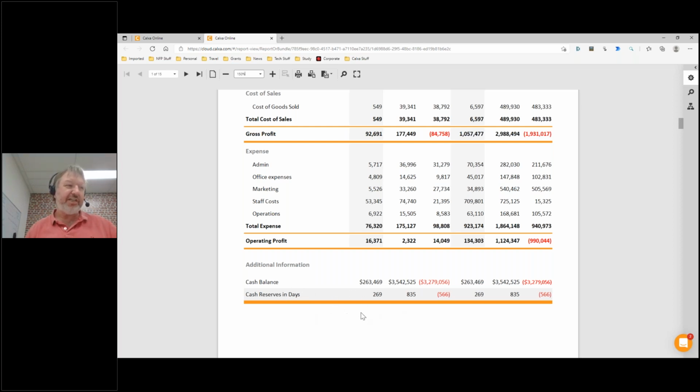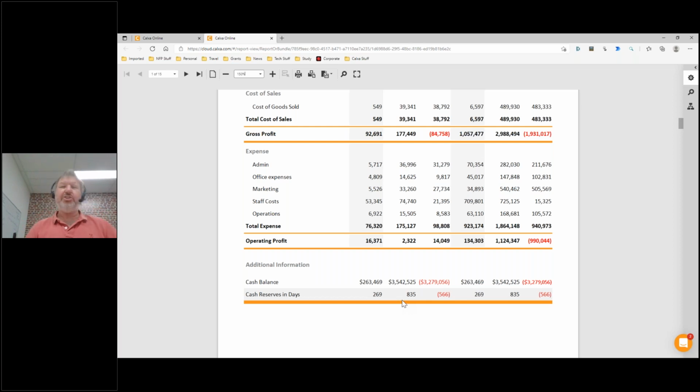And then I've added some KPIs on the bottom here, one for our cash balance and one for our cash reserves in days. You'll see my cash balance is 263,000, whereas according to our budget, it would have been 3.5 million if things had worked out the way we planned at the beginning of the year. And our cash reserves are only 269 days compared to 835 that was originally planned. But even 269 days is reasonably healthy by most scales.